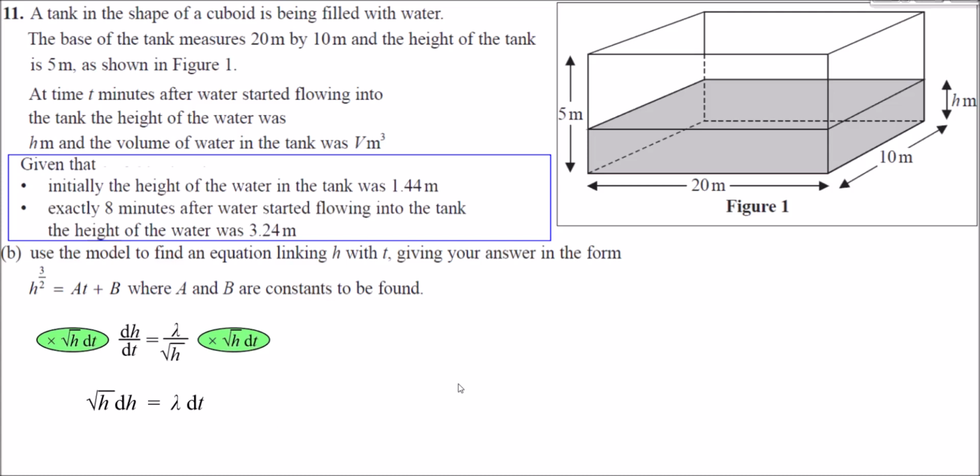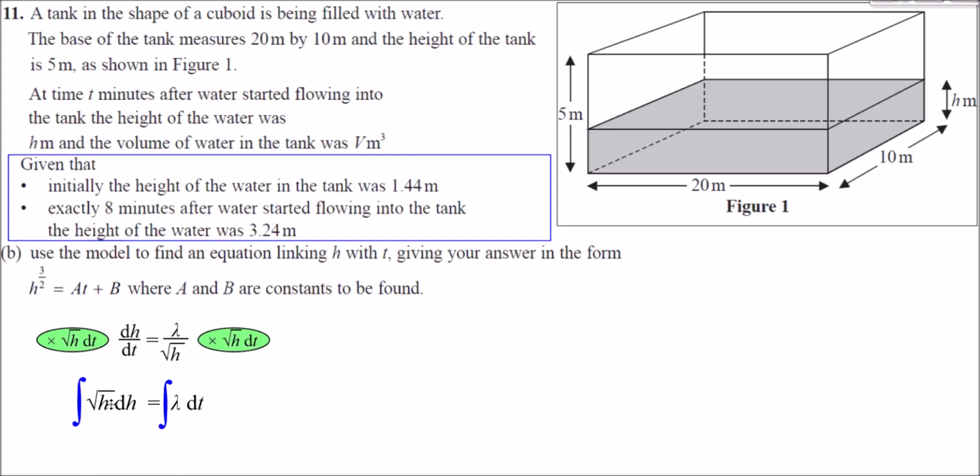What we need are integral signs, so we can now integrate the left and the right separately, the left with respect to h and the right with respect to t. By putting these in, it just looks so much nicer. So now let's integrate both sides.